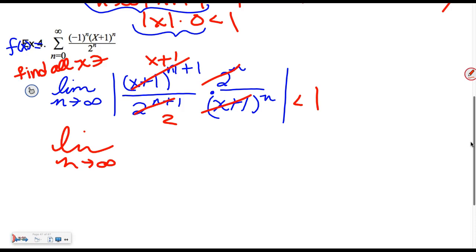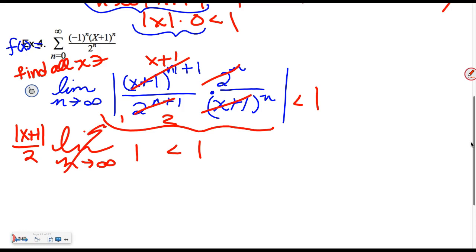So all counting mechanism attached parts come out front in their absolute value. So I'd have the absolute value of x plus 1 over the absolute value of 2, and essentially all the rest of it would be 1 because it's all disappeared. And I want to force that to be less than 1. Well, the limit of a constant is itself. So basically this is just 1. So I'm faced with the absolute value of x plus 1 over 2 being less than 1.